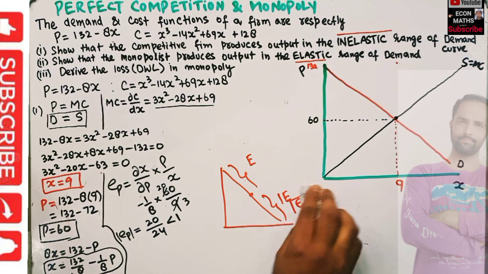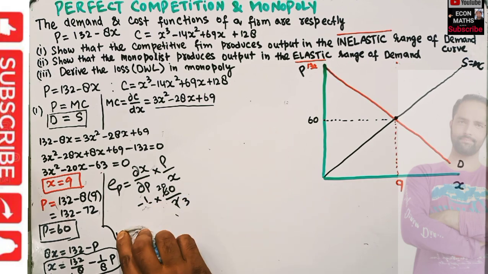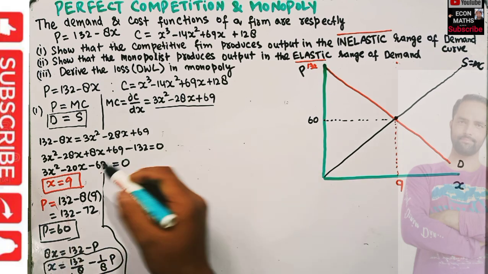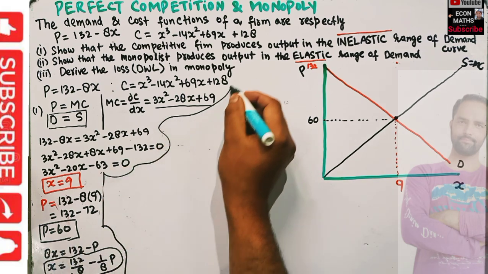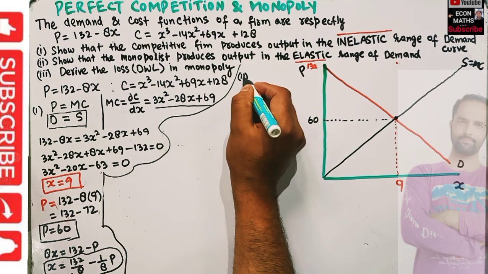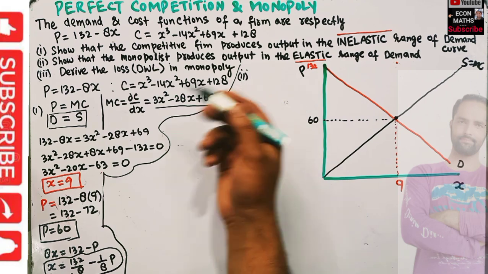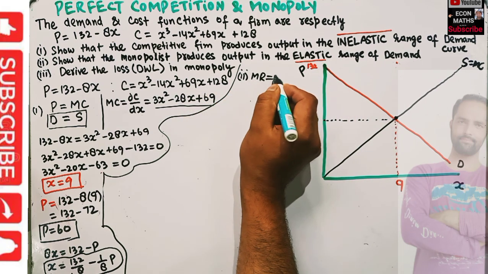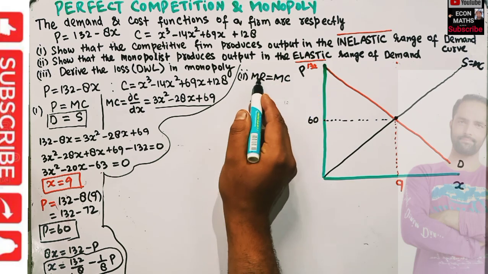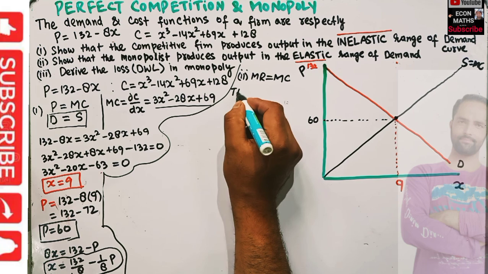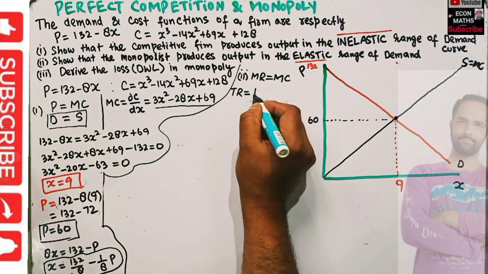So what about monopoly? Let's calculate the monopoly case also. In case of monopoly, the second part, the equilibrium condition requires that marginal revenue should be equal to marginal cost. First we need to find the marginal revenue. To find marginal revenue, we need to find the total revenue, which is price into output.